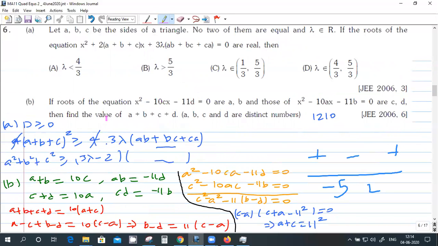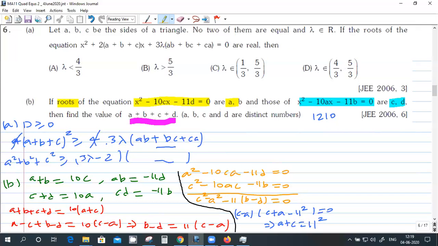This one, try the B part, not the A part. Leave the A part. Okay, I'm trying. Sir, it's coming very complicated. Okay, that's what you have to catch, one trick.